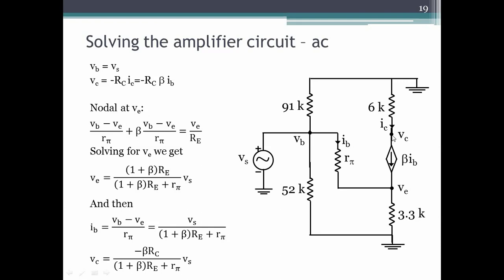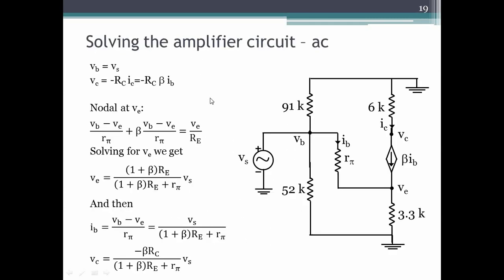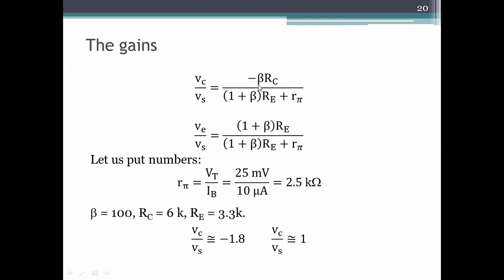There are two possible output voltages here, both of them in terms of Vs. So we could write these as gains. We say VE by Vs, same expression, I'm just taking the Vs to the other side. So you get VE by Vs equal to this. I'm sorry, this is VE by Vs, and this is VC by Vs equal to this.